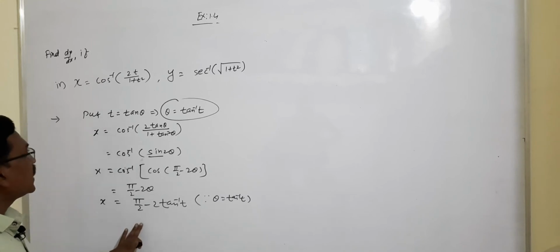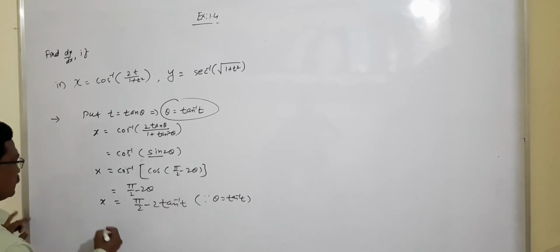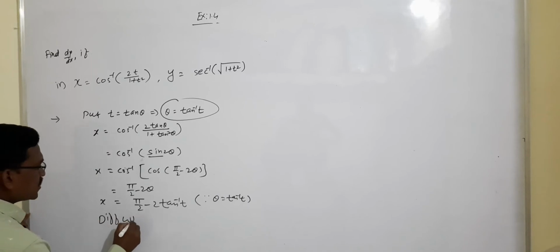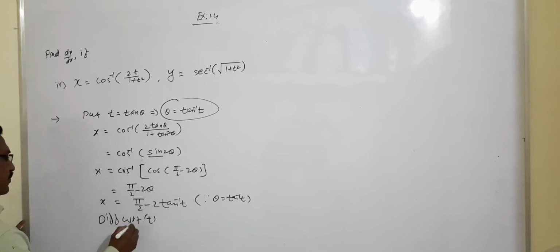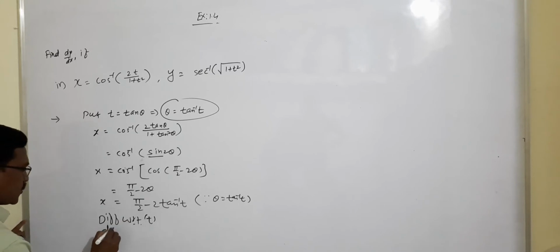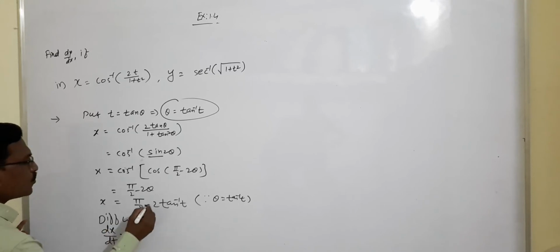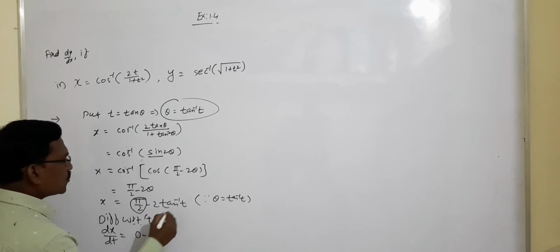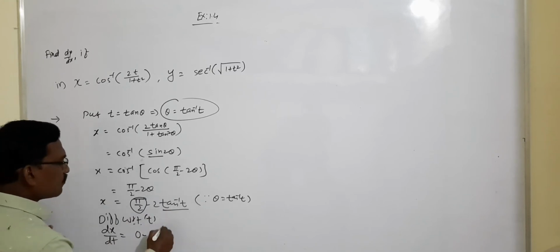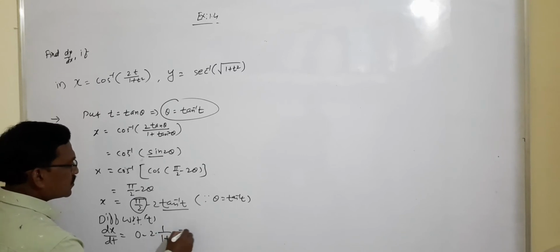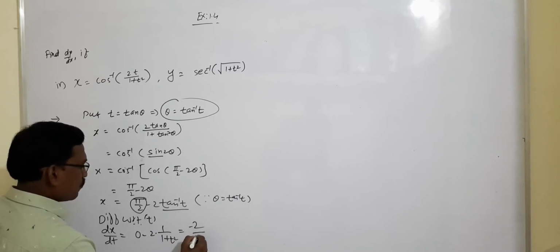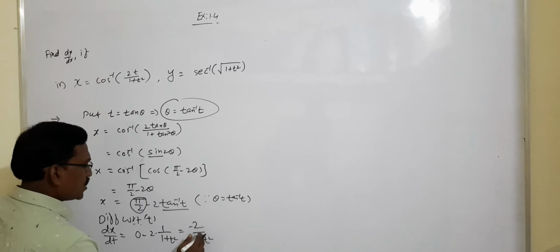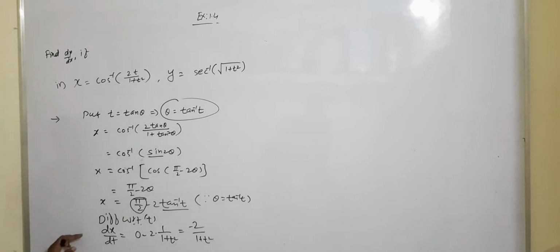Now we take its derivative with respect to t. Differentiate with respect to t. So derivative of x with respect to t is dx by dt is equal to, here the constant term pi by 2, its derivative is 0, minus 2 into tan inverse of t. Derivative of tan inverse of t is 1 upon 1 plus t square, and so that is minus 2 by 1 plus t square. This is dx by dt.